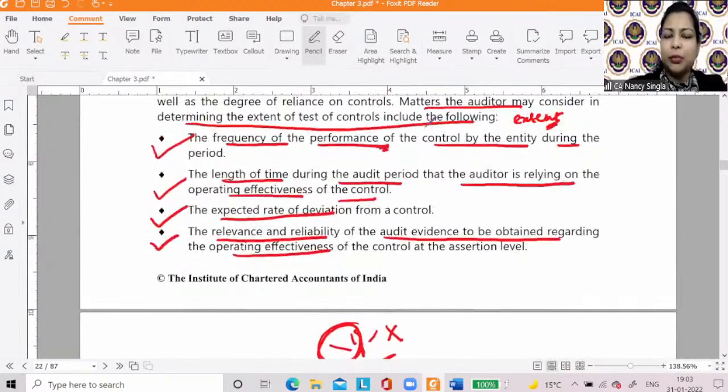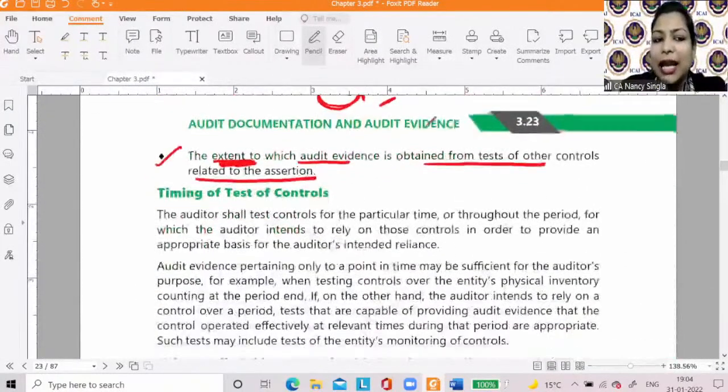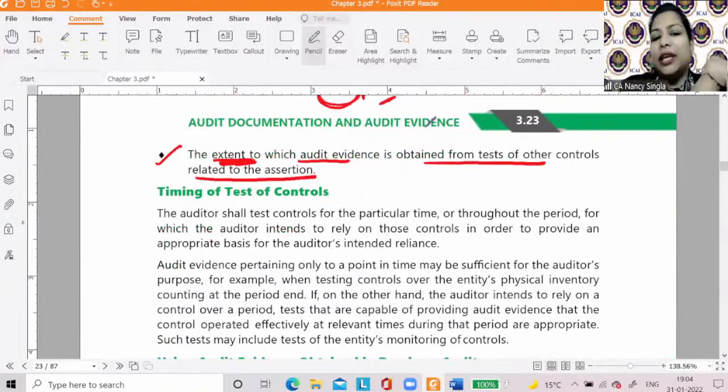Okay? So very simple point: what is the extent of your checking of internal control? I mean, auditors. So first of all, how much is management using internal control? Then how much is the auditor relying on it? What is the expected rate of deviation? Then what is the relevance and reliability of the audit evidence that is obtained, and the extent of the audit evidence that has been obtained from the test of other controls with respect to that assertion.